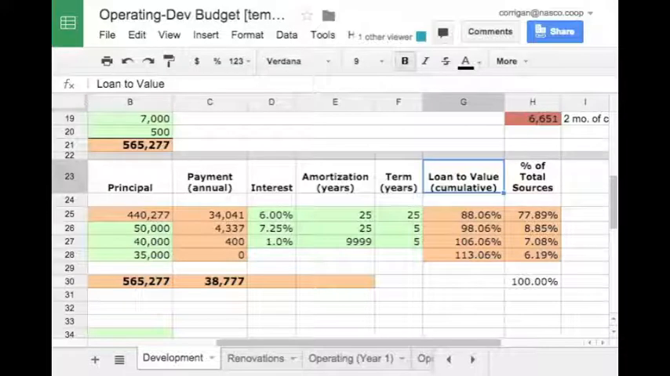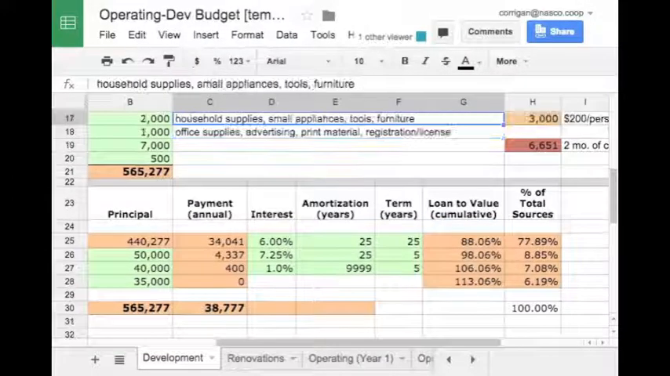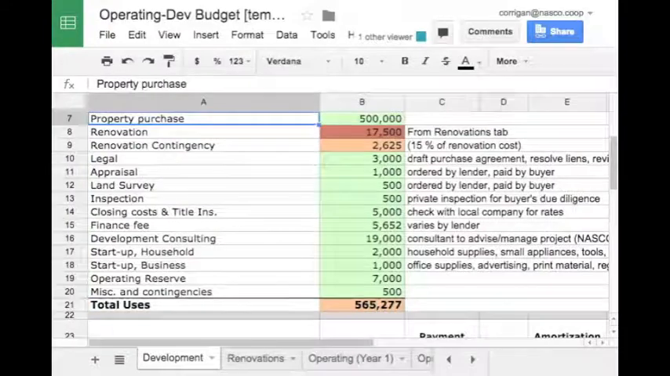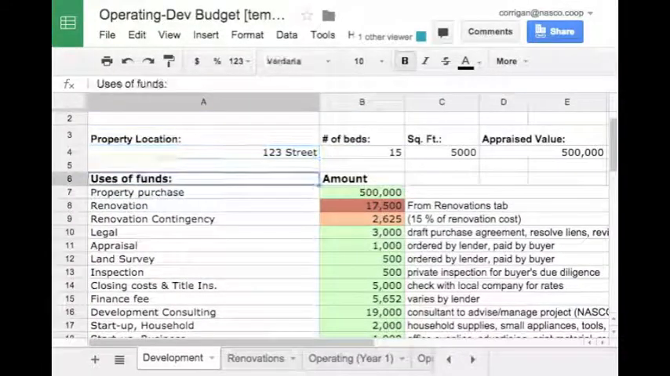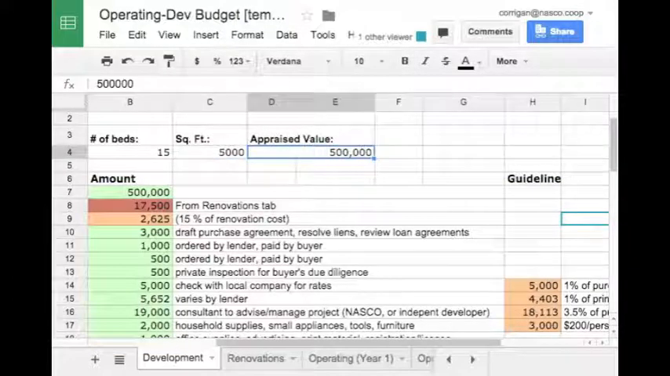Another column that will be important to keep an eye on as you put this together is the loan to value, which is displayed here cumulatively going from top to bottom. Loan to value is the ratio of the loan principal amount, here in cell B25, to the value of the property, and that's up here in cell D4. Going back up, this is where we're estimating the appraised value.